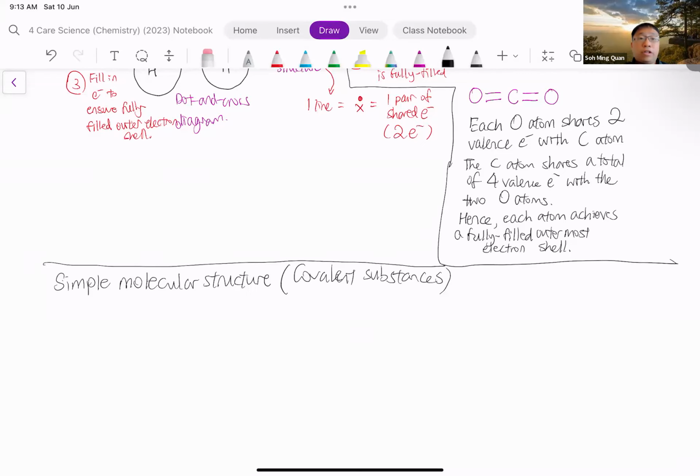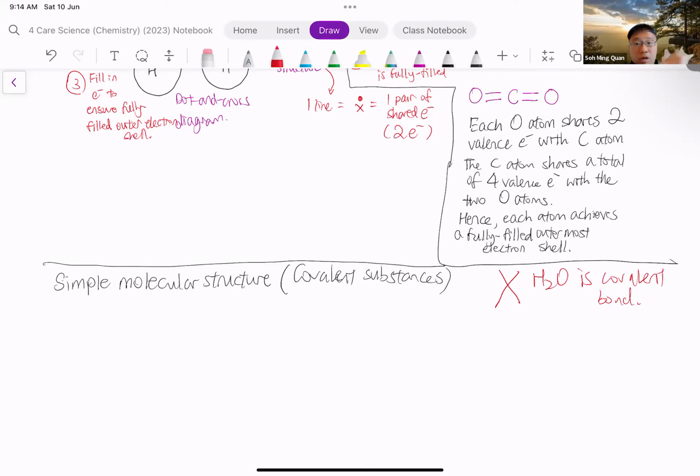Okay, now we shall continue with the physical properties of covalent substances. So we describe them as covalent substances. Covalent substances have a simple molecular structure. So we do not say, this is wrong, H2O is covalent bond.